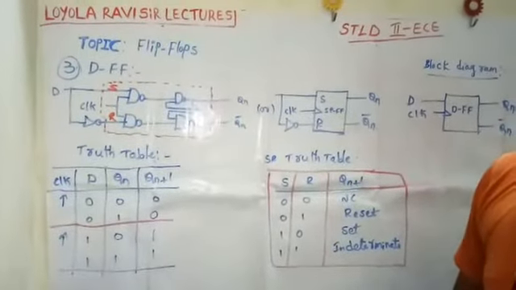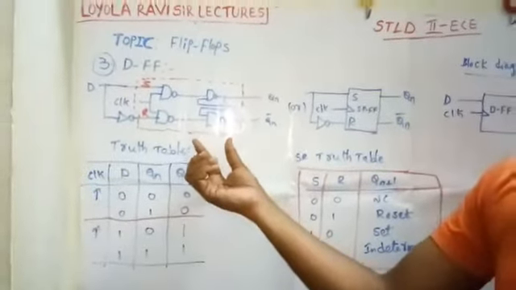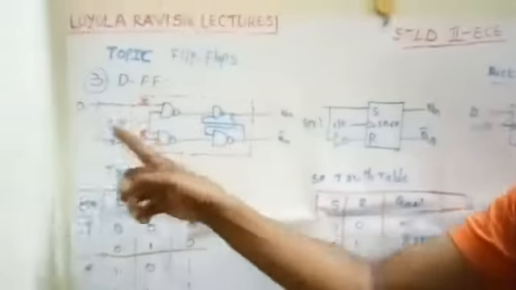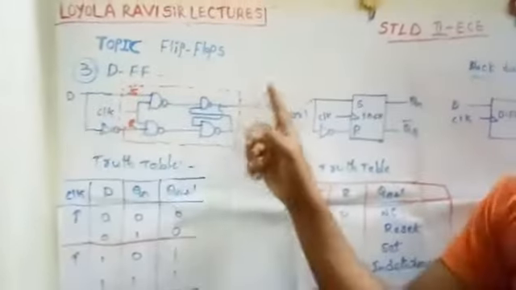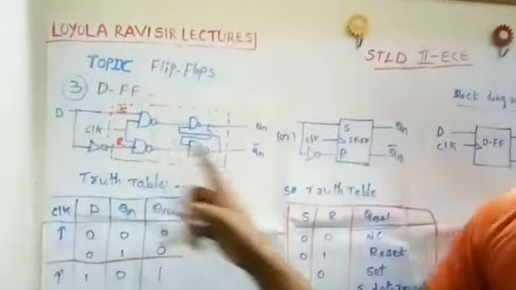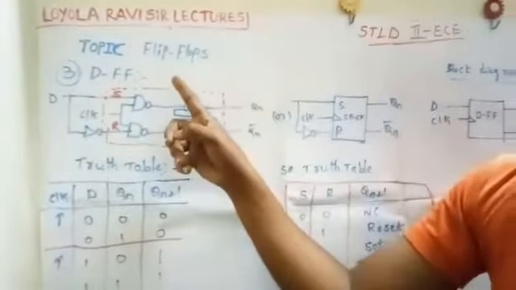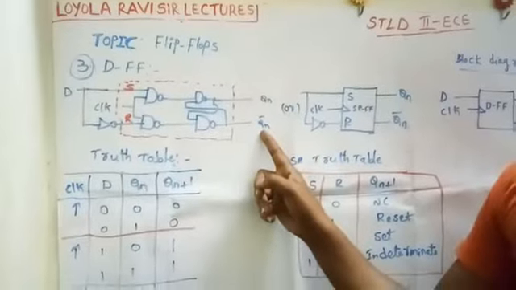D flip-flop. This is the circuit diagram or logic diagram of the D flip-flop. If you observe this, D has one input and two outputs. The input is D, and the outputs are Qn and Qn bar. We know that a flip-flop has two outputs, Qn and Qn bar, which are complements of each other.